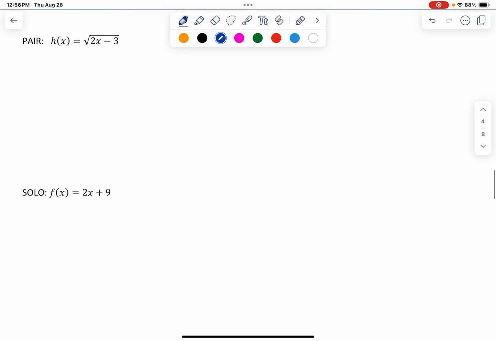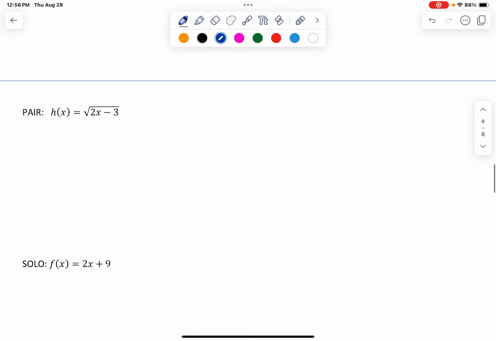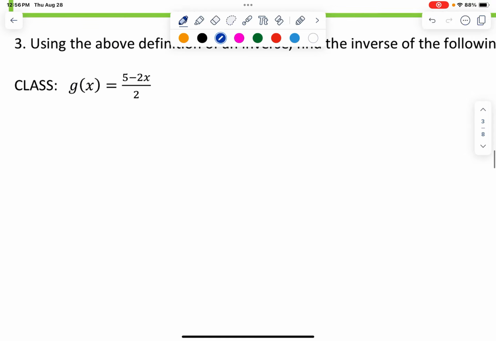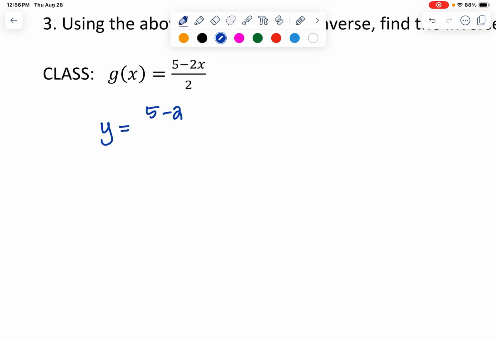All right, so it says, using the above definition of an inverse, find the inverse of the following functions. So in class, we'll do this one together, and then you'll try this on the person next to you, and then you're going to try this one on your own, but I'll do all three of them really quickly. So first off, you're going to rewrite it as y equals instead of g of x equals. This is the step that I tend to skip. I just automatically switch x and y. I can imagine this being a y. I don't have to rewrite it.